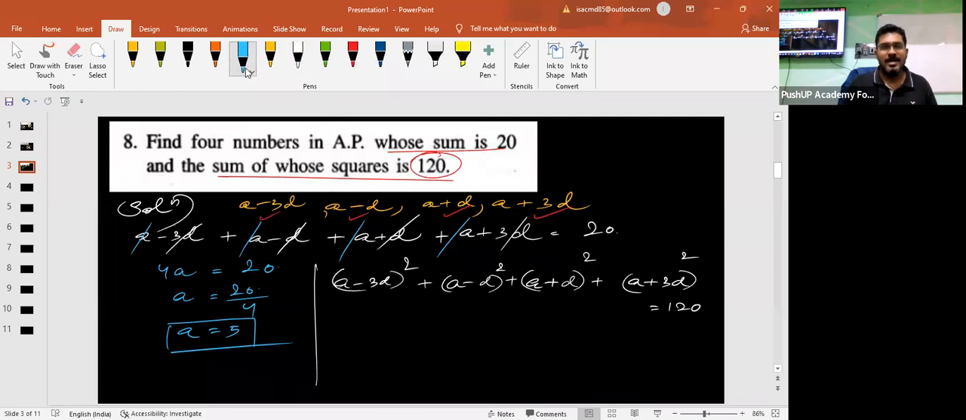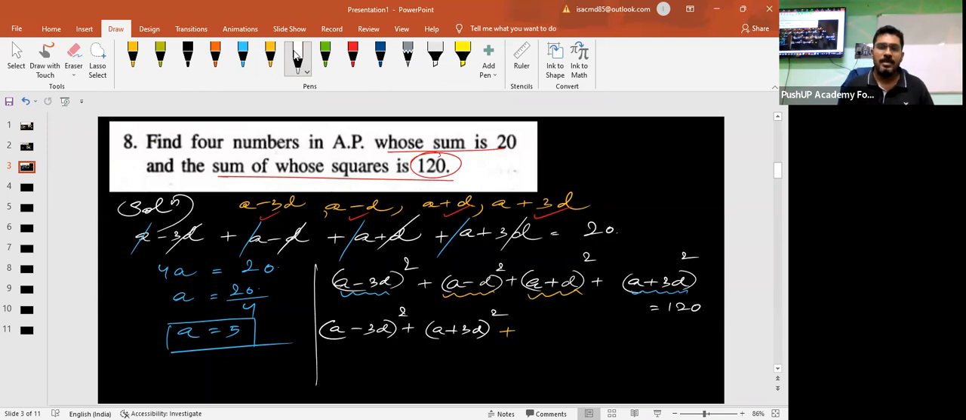Now you may be thinking it's so difficult to simplify the left hand side, isn't it? Nothing to worry, children. I'll show you the shortcut trick. You keep (A minus 3D) the whole square and (A plus 3D) the whole square together, the easiest way. Then you arrange (A minus D) the whole square and (A plus D) the whole square together. So it will look like this.